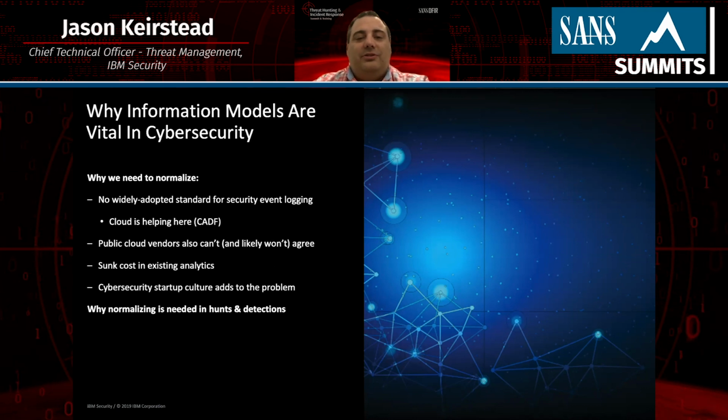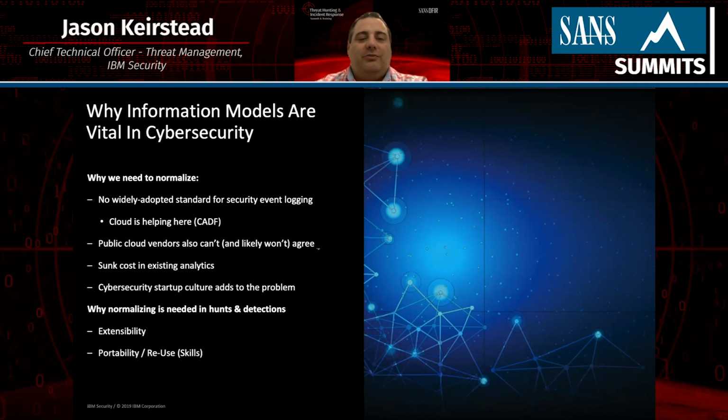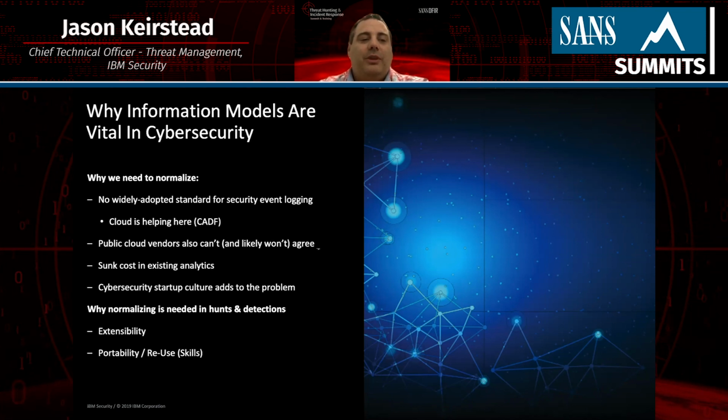So why is normalizing data something that you would need when you're developing hunts and detections? First, there's extensibility. If you build your detections and analytics on a normalized data model, it's a lot easier to combine and mix those detections into new ones, because all the detections share the same underlying data model. Second is this idea of portability and reuse. The ability to have your detections and skills move from data source to data source and tool to tool is incredibly valuable and can save you a lot of time when you're doing investigations. This also plays into the skills gap area that we mentioned earlier, and widening that talent pool.